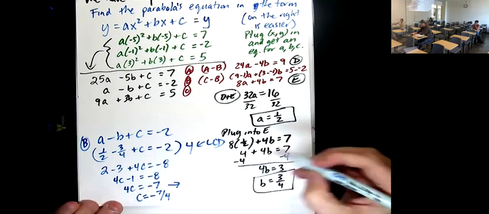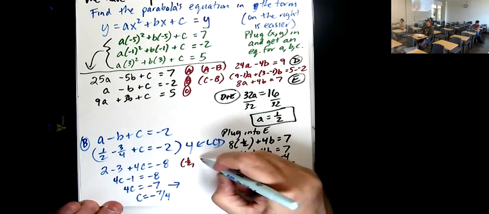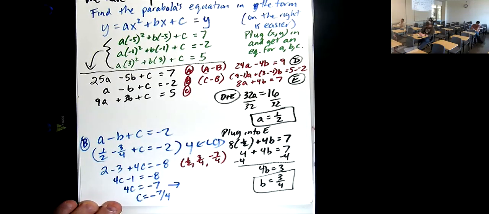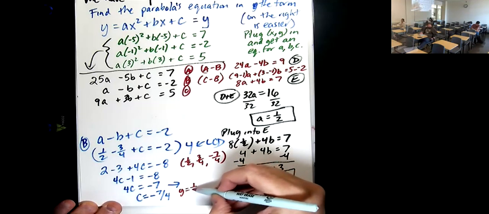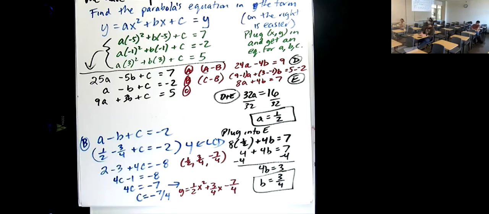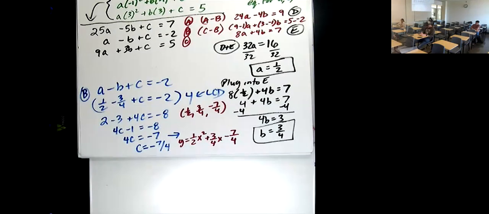The values are 1/2, 3/4, -7/4. Which means the parabola would be 1/2 x squared plus 3/4 x minus 7/4. That's just ax squared plus bx plus c. Yeah, that's the parabola that has all those points.